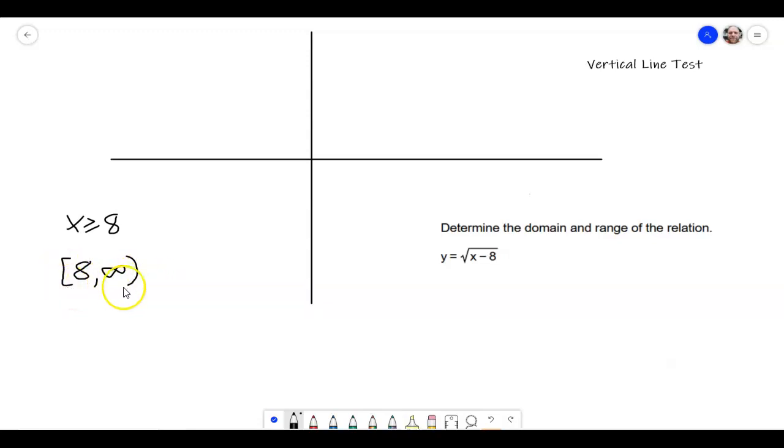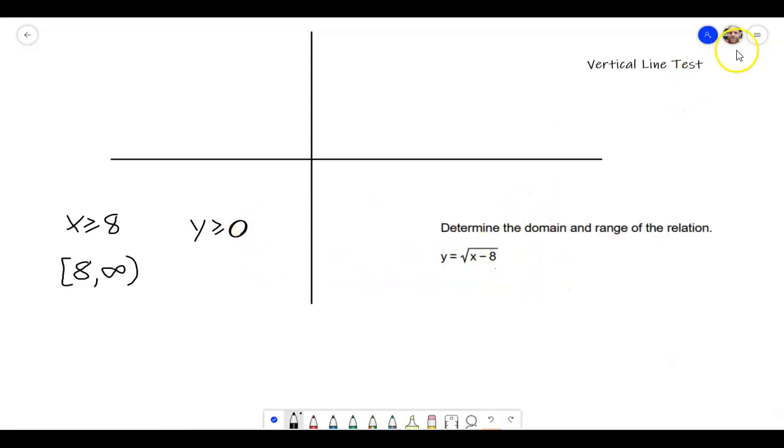So this would be the domain of the function. Now as far as the range, it looks like going up and down, it doesn't go below y equals 0 at all. It looks like it starts at y equals 0 and it only goes up. So y is going to be greater than or equal to 0. And we can see that because we're taking a square root, and we can never take a square root and get a negative number, at least not in the real world.